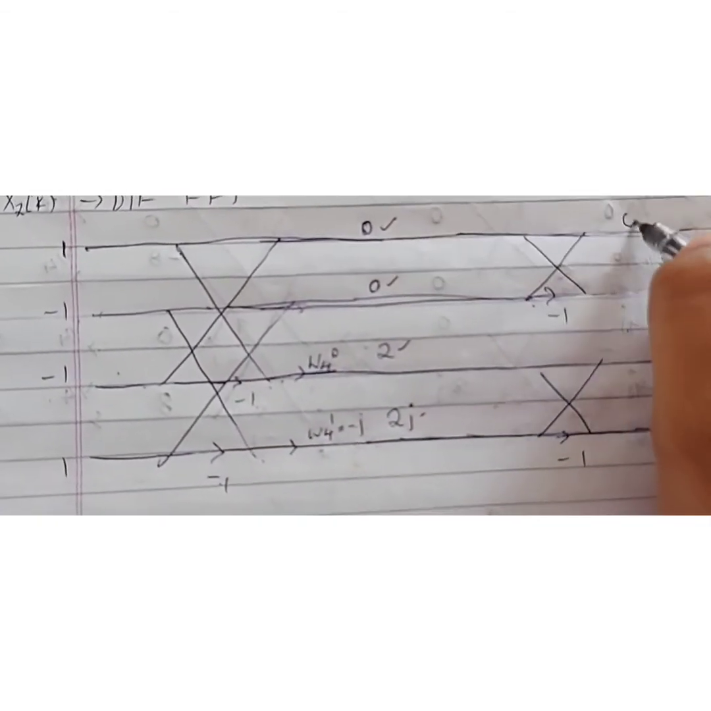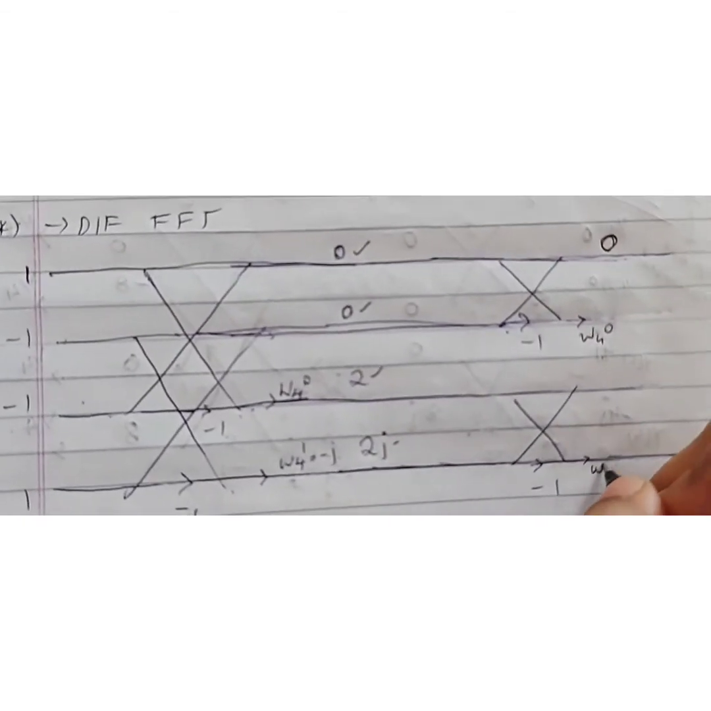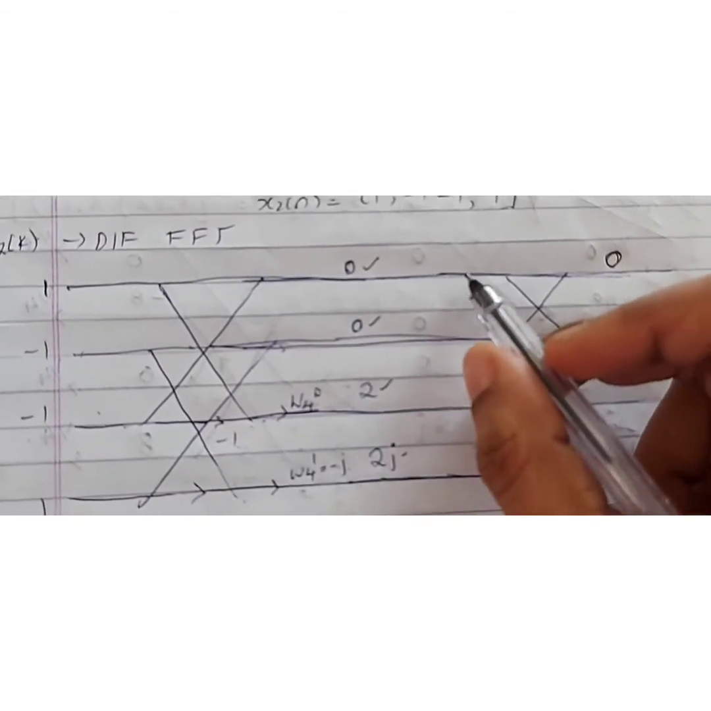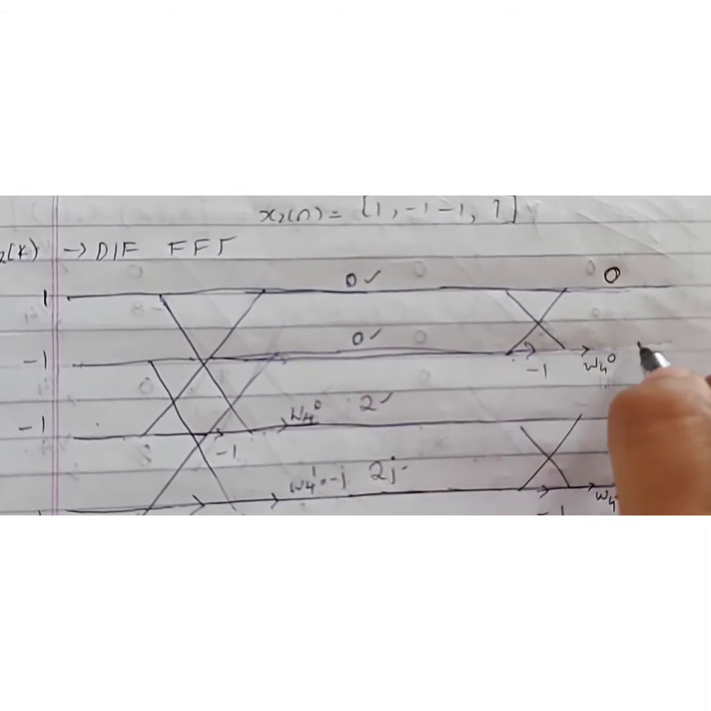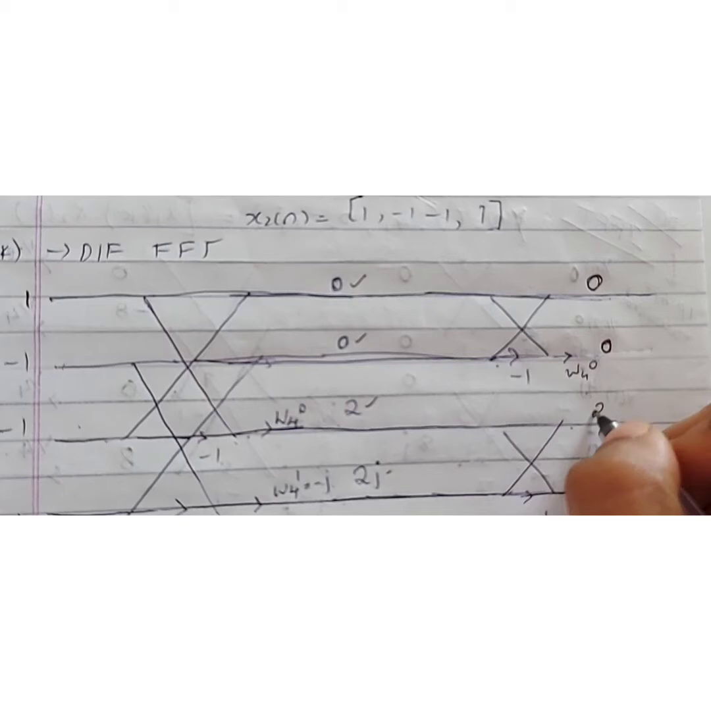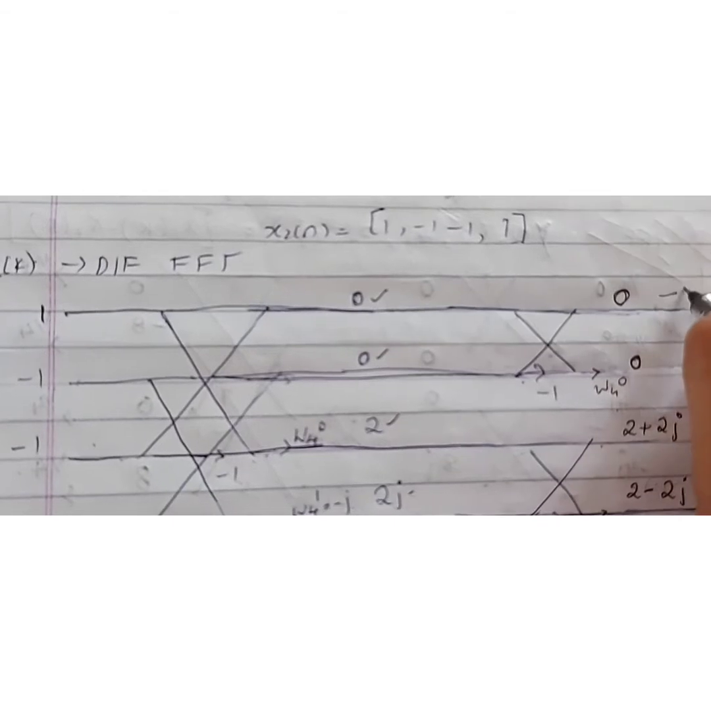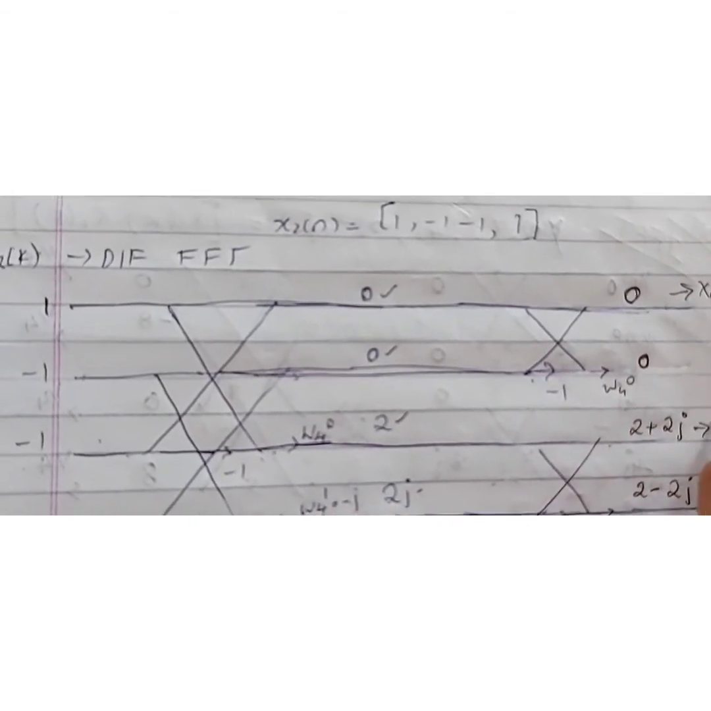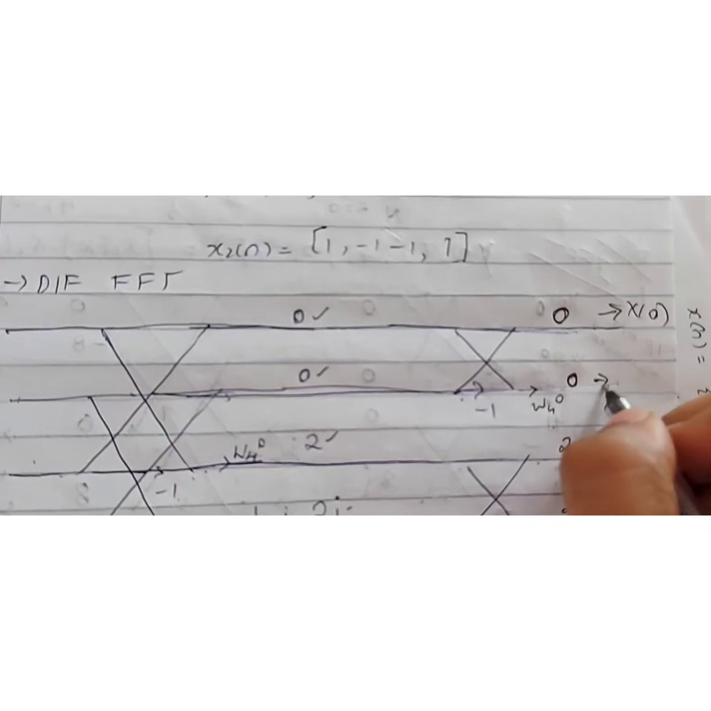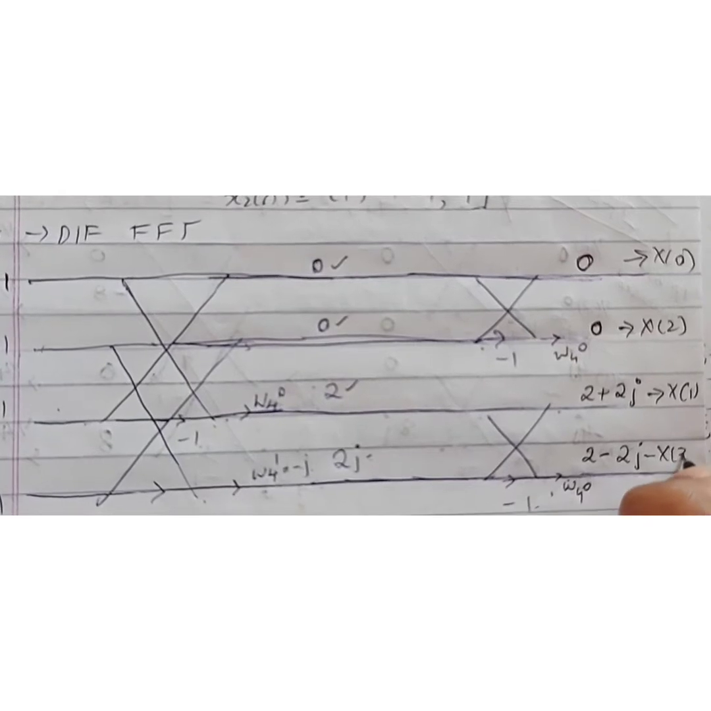Now keep adding these. 0 plus 0, 0. Here you actually have W4 plus 0. 0 plus 0, 0. 0 minus 0 is 0. Plus 2 plus 2j. This one is plus 2, 2j to minus 1, 2 minus 2j. So this is your x of 0. This is x of 1. And this is x of 2. And this is x of 3.